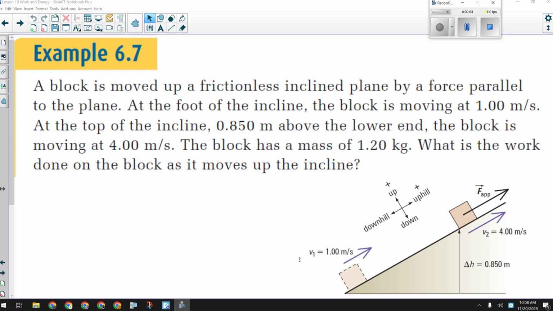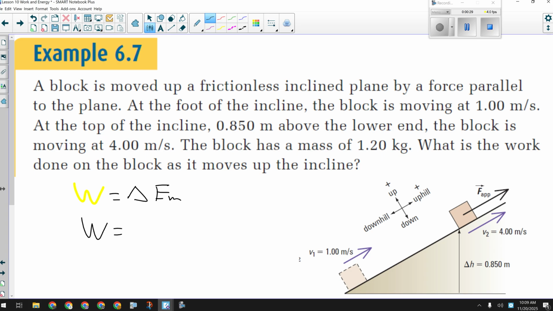Okay, so yesterday, guys, we were working on the work energy theorem. The work energy theorem says that work is a change in mechanical energy, right? And change means final minus initial. So we can expand this out to work is our final mechanical energy minus our initial mechanical energy. Okay? Everyone okay with that so far?